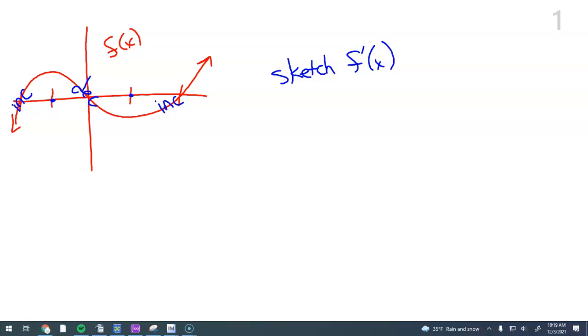So we're starting to piece this together. I know it should be above the axis here, below the axis here, above the axis there, and it should look like a parabola. So doesn't that kind of give me something like this?